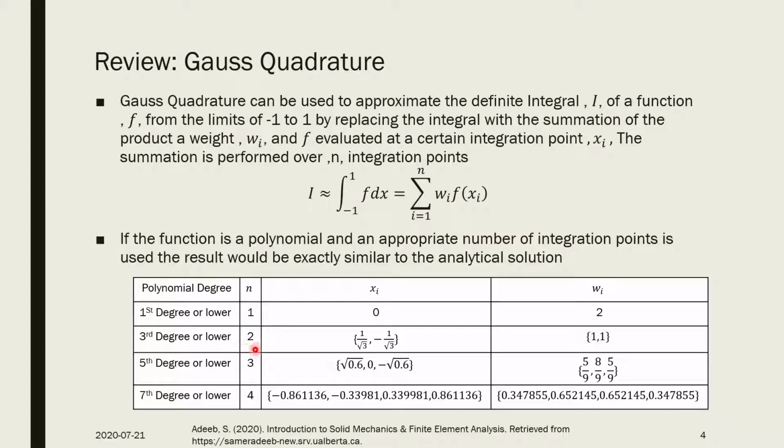If you decide to use a higher number of points or higher degree polynomial, the integration points would be of the following form, and they will have the following weights. Notice that if the function you're trying to estimate is already a polynomial, and if you use an appropriate number of integration points, then the result will give you the exact solution, like the analytical solution. So for example, if you're estimating the integration of a second degree polynomial and you use 2 integration points, the result would be an exact result.